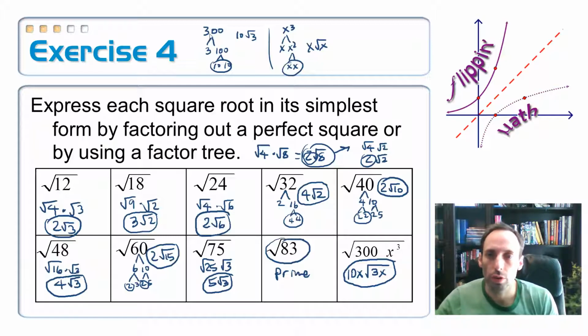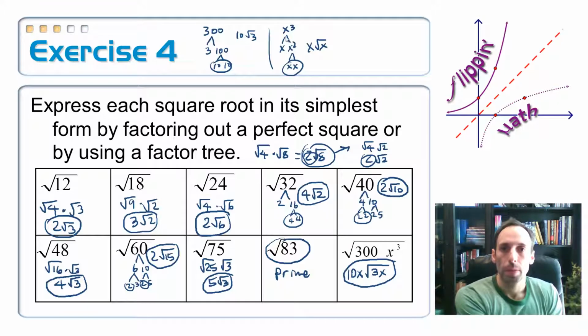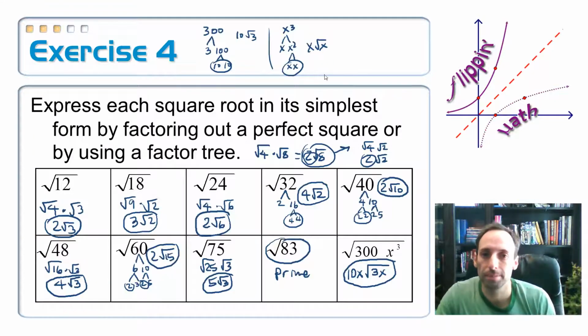Okay, and the last one is the square root of 300x cubed. If you look at the work right up at the top, I did the number and the variable separately. The square root of 300 simplifies as 10 square root of 3, and I can do the same thing with variables, x to the 3rd power. It factors as x times x squared, and then x squared, x, and x. So I have 2 factors of x, one of those comes out, and then 1 stays on the inside.